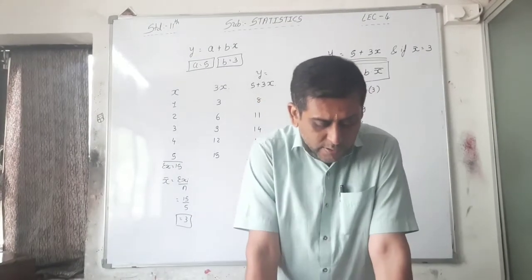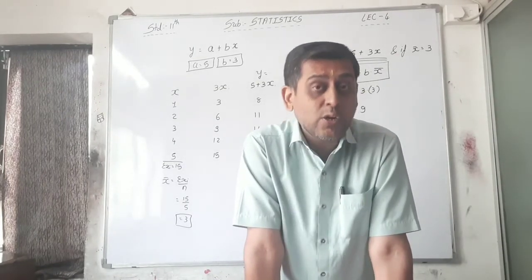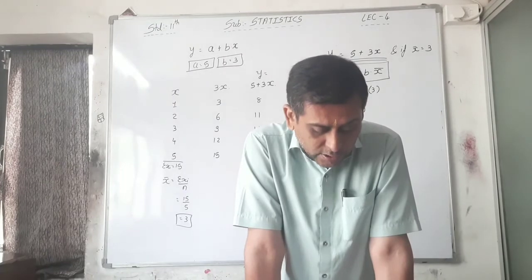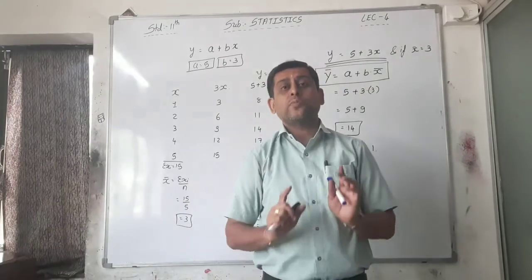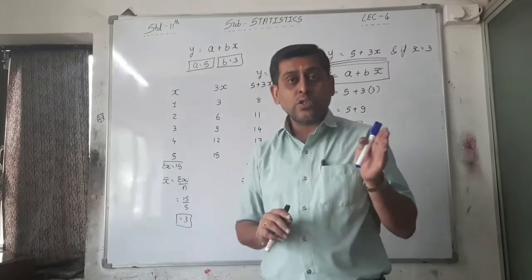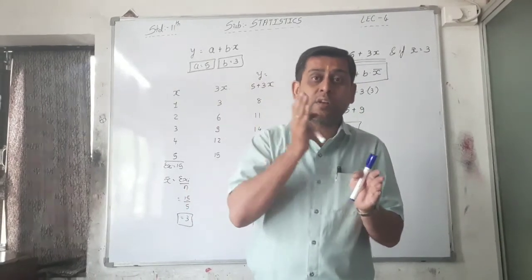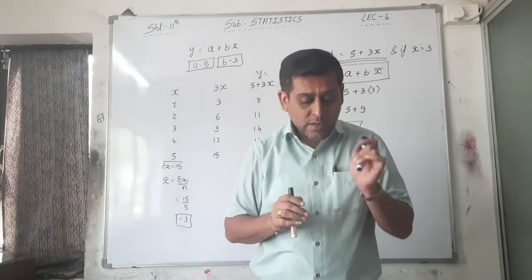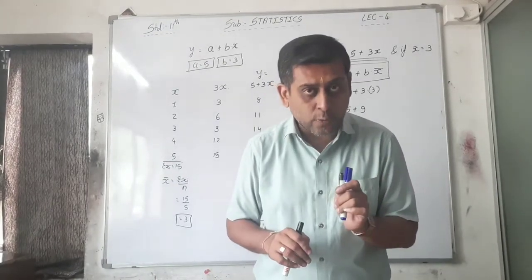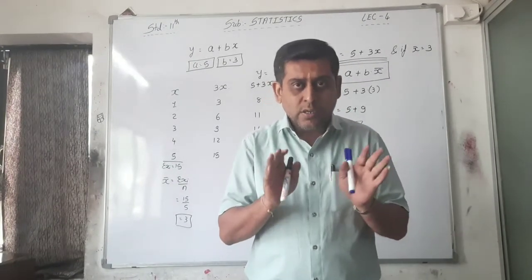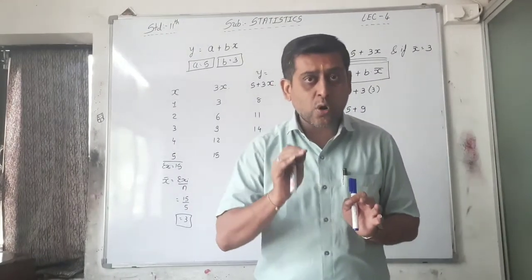Now the seventh one, see the data: 5 to 14, then 15 to 24. In question 6, 0 to 7, then 7 to 14, the upper class limit of the first class is the lower class limit of the next class. But here it is not the same, 5 to 14, sorry, 15 to 24. So don't worry about this. You just have to find out the mid values from these, and you have to do it in your own way.